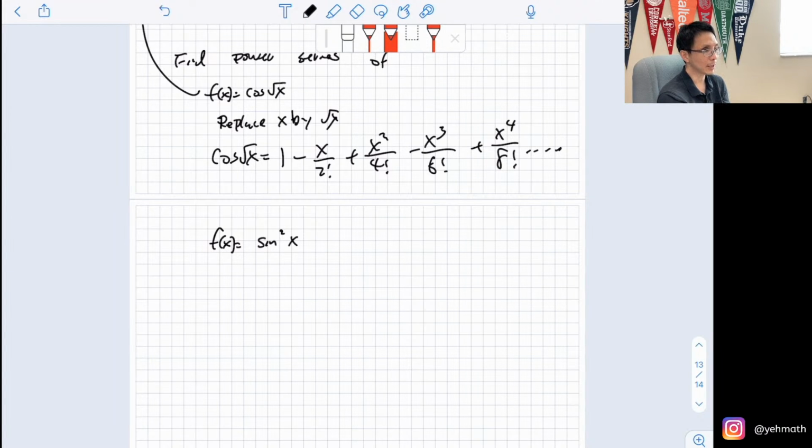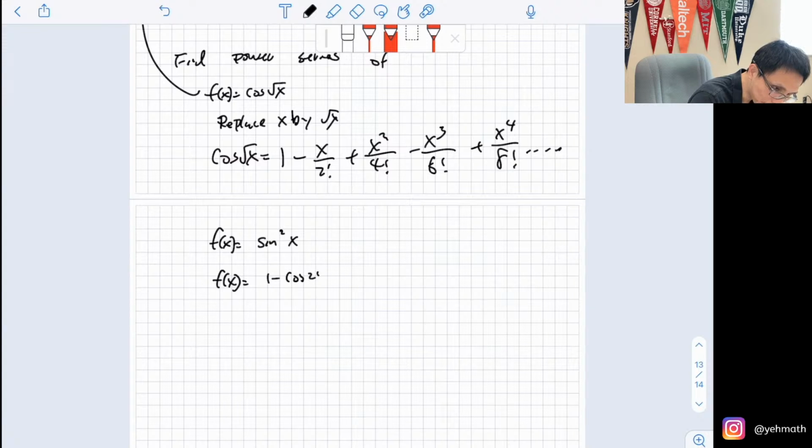What I would do is this. I will go back and think about what sine squared of x is equal to in terms of first degree functions. 1 minus cosine 2x over 2. So f of x equals 1 minus cosine 2x over 2. This is called the power reducing formula.